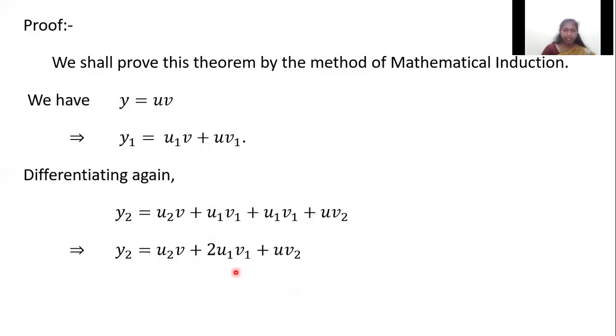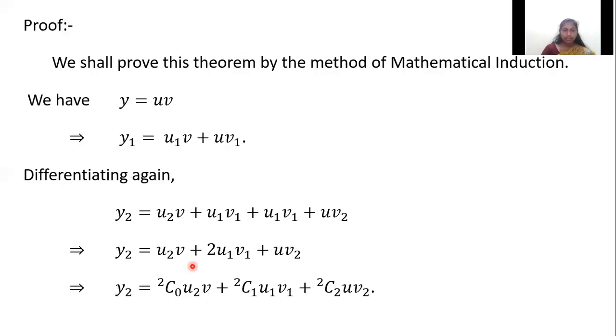I can rewrite it, as you can see that the second term and third term are like terms, so we can add them together. So what are we getting? y2 is equal to u2v plus 2 u1v1 plus uv2.